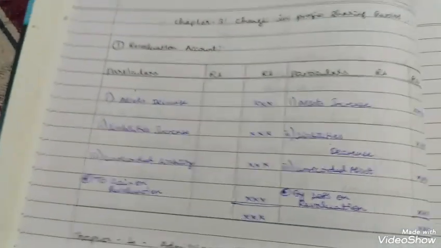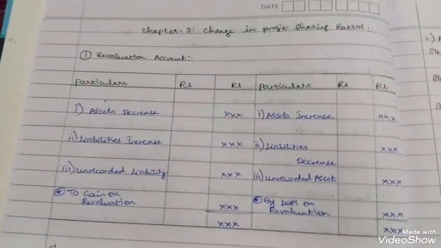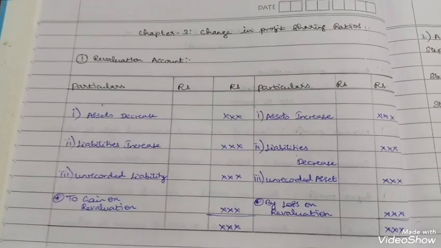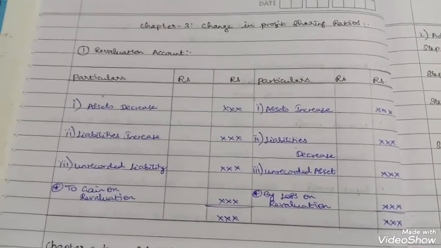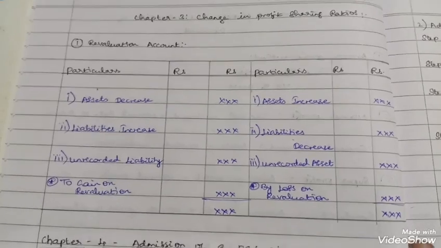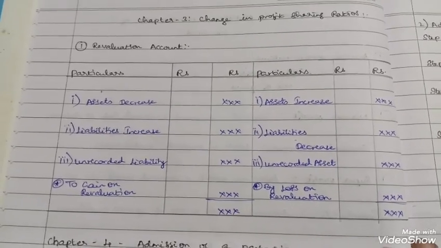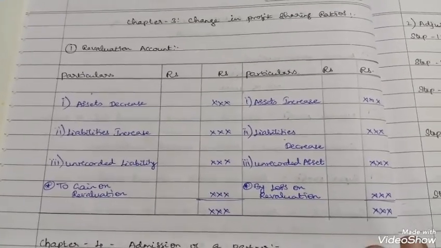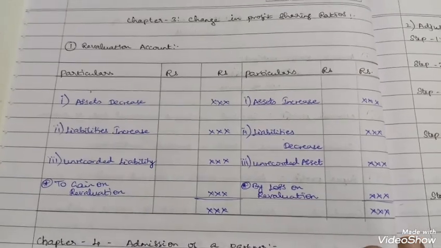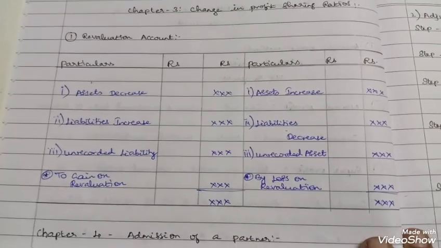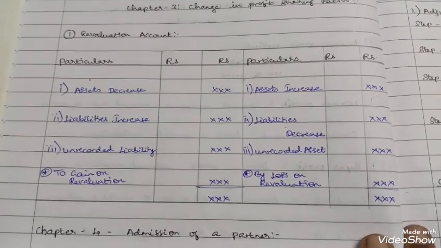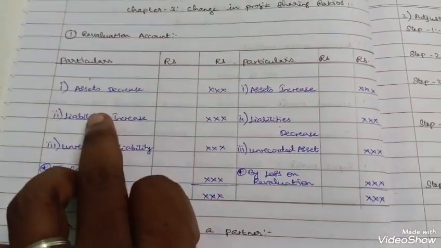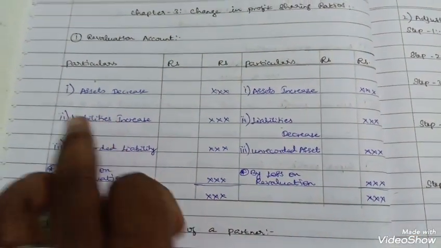Then I'll be moving on to chapter 3, changes in profit sharing ratios. The sacrificing ratio and new profit sharing ratio I'll be dealing with in the sums, so I'm not showing that one in the formats and formulas video. I'm directly moving on to the revaluation account. In the revaluation account, the format is particulars, rupees, particulars, rupees. The debit side of the revaluation account will be showing increase in the assets.